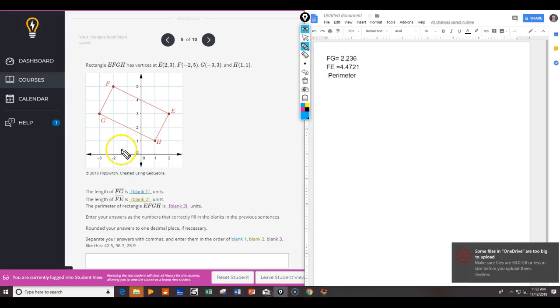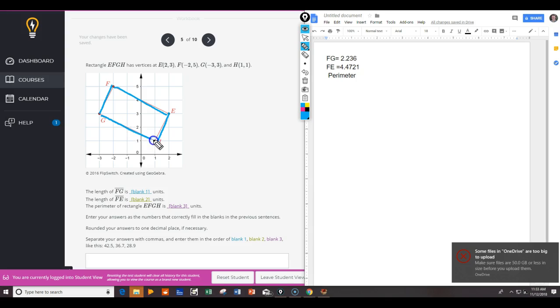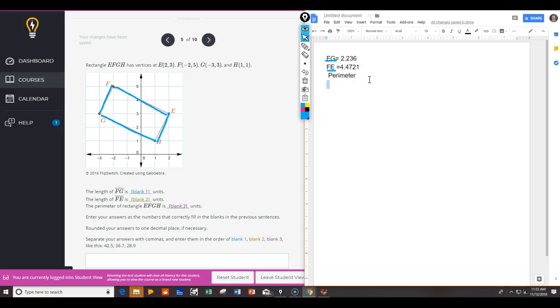Well, rectangles have the awesome thing that opposite sides are congruent. So FG is the same as EH in distance, and FE is the same as GH in distance. So for the perimeter, I could just double FG and double FE and add them together. Double means multiplying by 2. So I'd say 2 times 2.236 plus 2 times 4.4721.